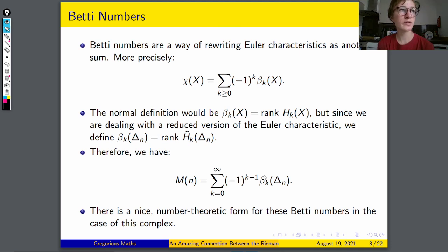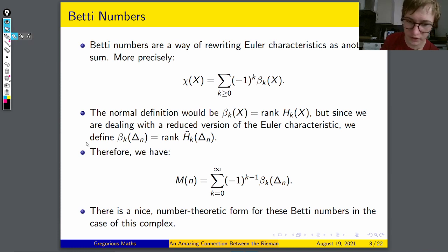So we can't really talk about Euler characteristics without talking about Betti numbers, especially when we're talking about more abstract shapes. I mean, not shapes, abstract objects like simplicial complexes. Betti numbers are literally just a way of rewriting Euler characteristics as a different sum. So in this case, the Euler characteristic is equal to this sum right here, from k equals 0 to infinity, and it's just an alternating sum of these Betti numbers.